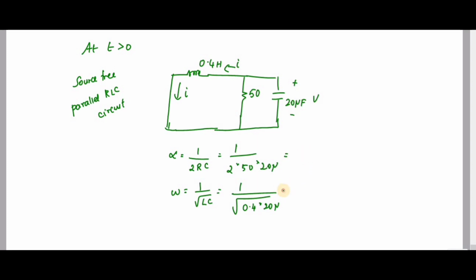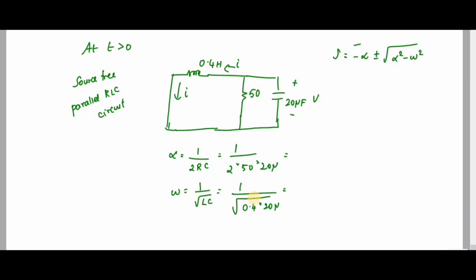You have a formula for s. s is equal to minus alpha plus or minus root of alpha square minus omega square. This is also a formula. So what is the value of alpha and omega?